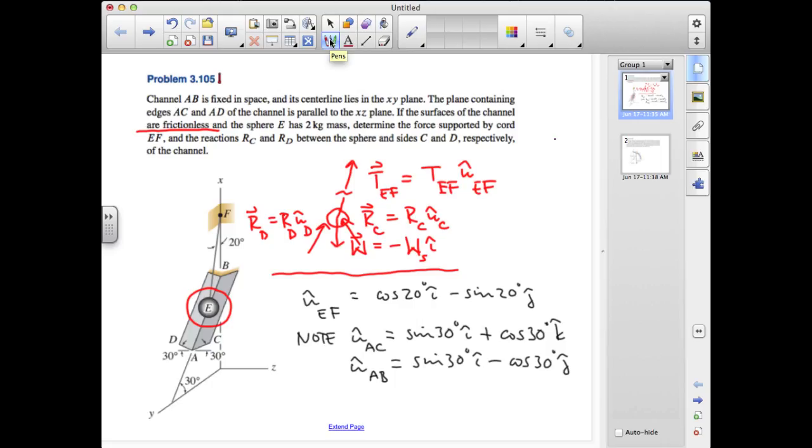We might also note that to get the proper orientation for U sub D, we're going to need to take the cross product between UDA and UAB. That cross will again give us a unit vector that points in the correct direction to make a unit vector consistent with UD. So we'll note as well that UDA is minus sine 30 degrees in I plus cosine 30 degrees in K.